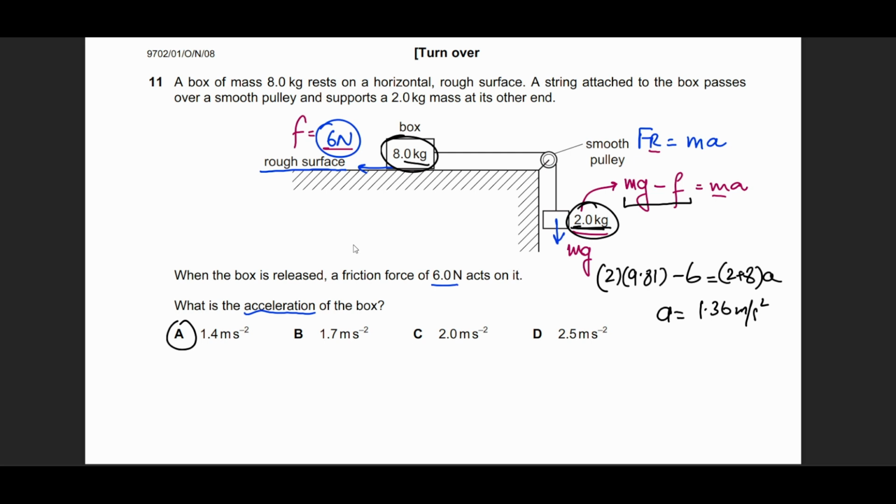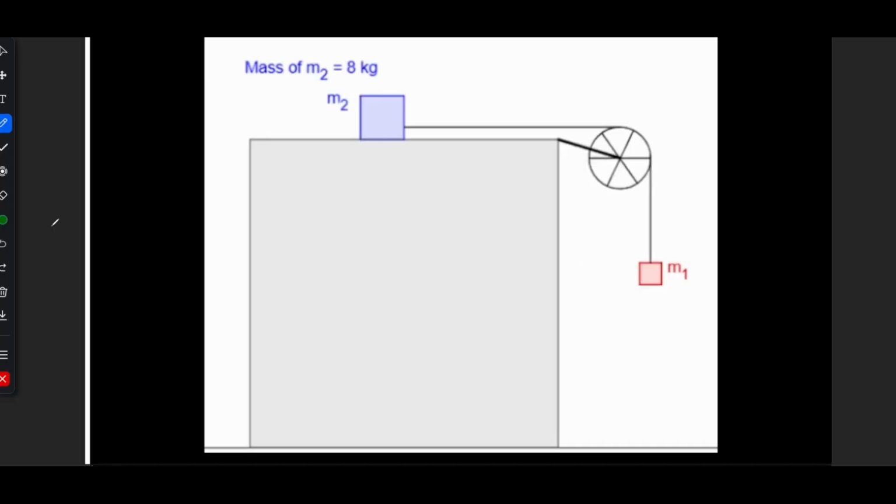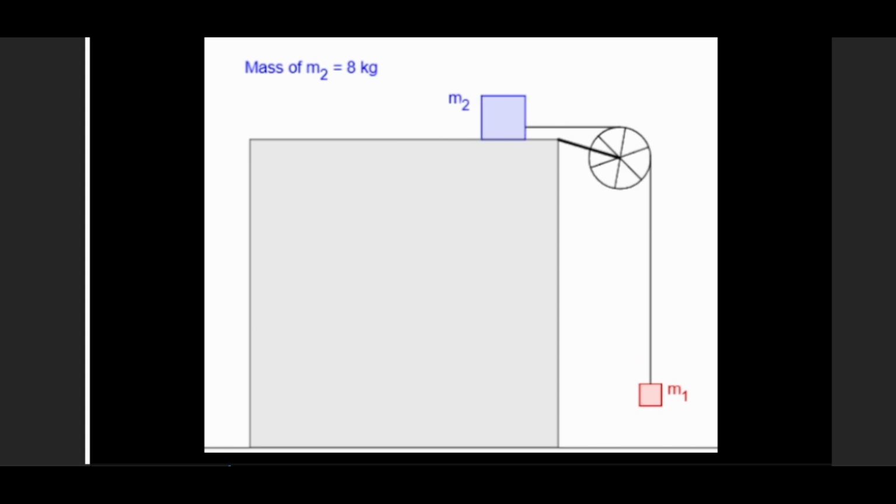Now, let me show you an animation for this. You can see the system right in front of you in this situation, but let's see how it moves. Okay. Let's allow this. Now you can see that M1 is moving down and M2 is being slid along the surface, right? So this is how the system is actually moving. That's why we have done it this way.